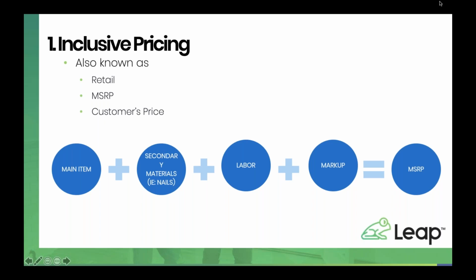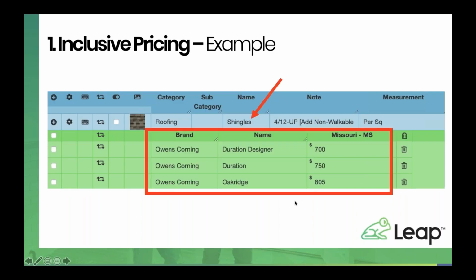I do have an example that I'm going to show you, so you guys can see. Okay, so right here, I have a screenshot of my shingles that I've already entered into the price guide. In that red box, you can see the three options that I sell. So we have Duration Designer, Duration, and Oak Ridge. Each one is priced out at $700, $750, and $805 respectively. Each one of those prices per square of that product includes my shingles, the labor, those nails, and also the retail markup, all in that one price.